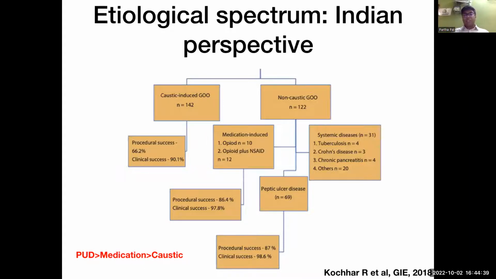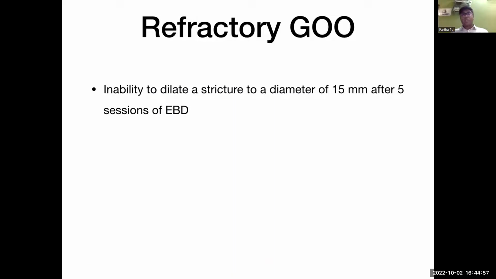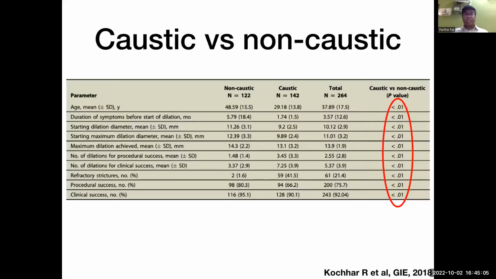As we can see, the procedural and clinical success was highest for peptic ulcer disease, followed by medication induced and caustic. So medication induced, like opioid or NSAID abuse, and also caustic, are less likely to respond to endoscopic balloon dilatation. So these are more likely to become refractory. Refractory gastric outlet obstruction is defined as inability to dilate a stricture to a diameter of 15 mm after 5 sessions of endoscopic balloon dilatation.